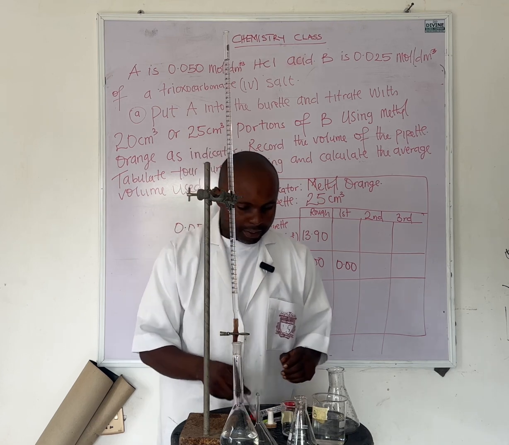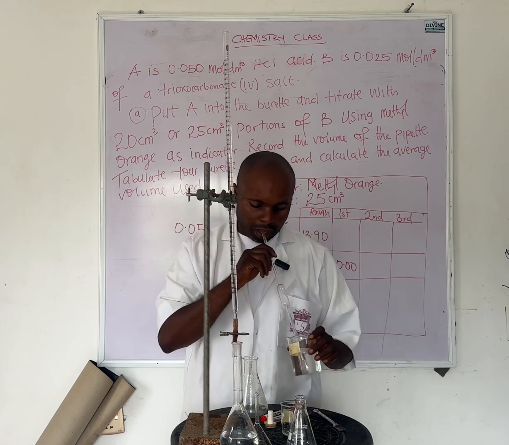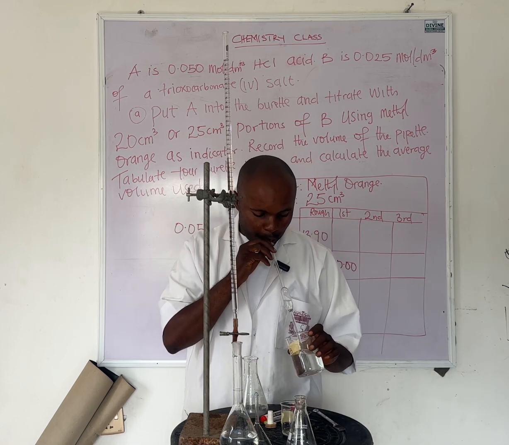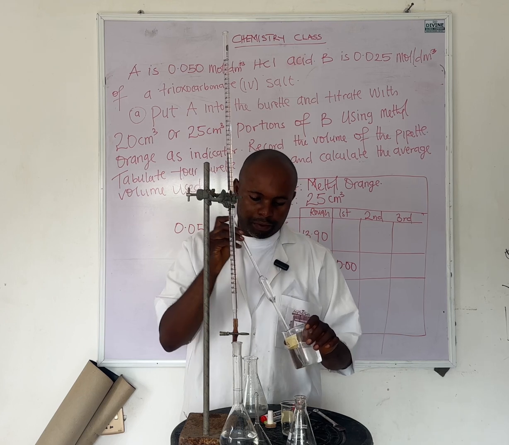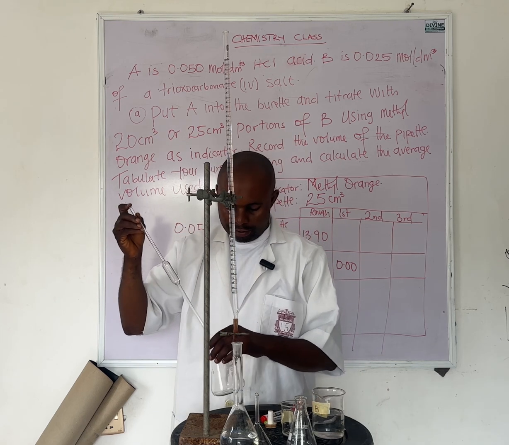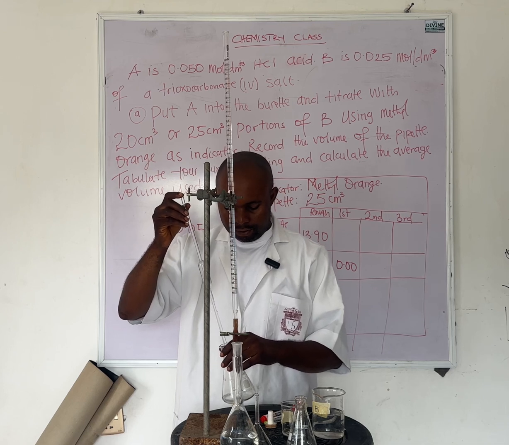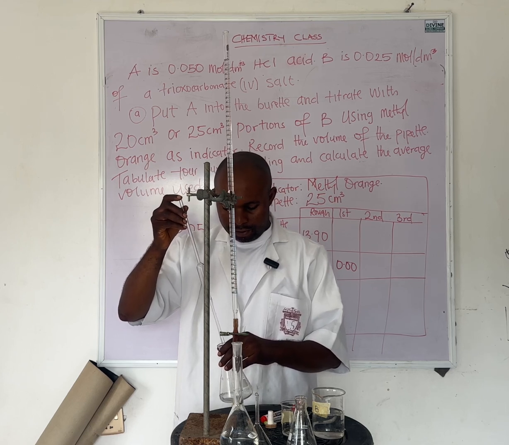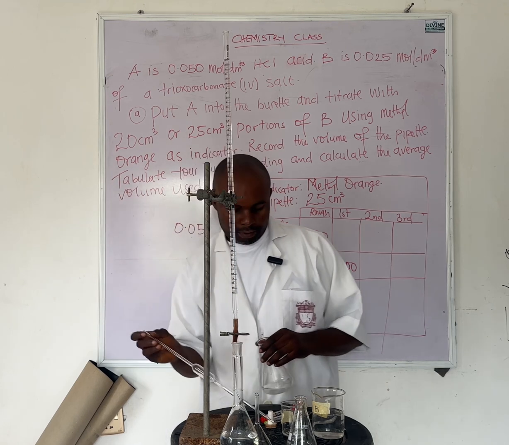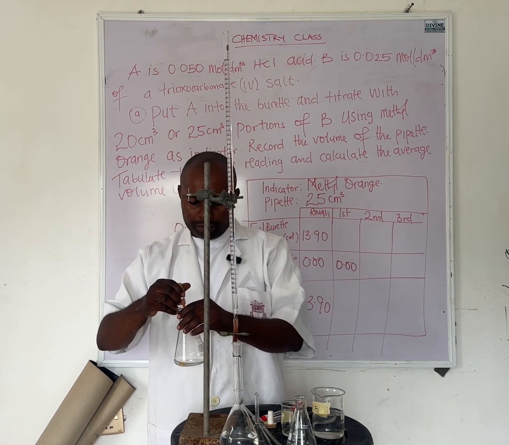All right, we're going to pipette the base, which is B. All right, this is the base. As I've said, the last drop is removed. All right, we're going to add 2 or 3 drops of methyl orange so that we can continue.